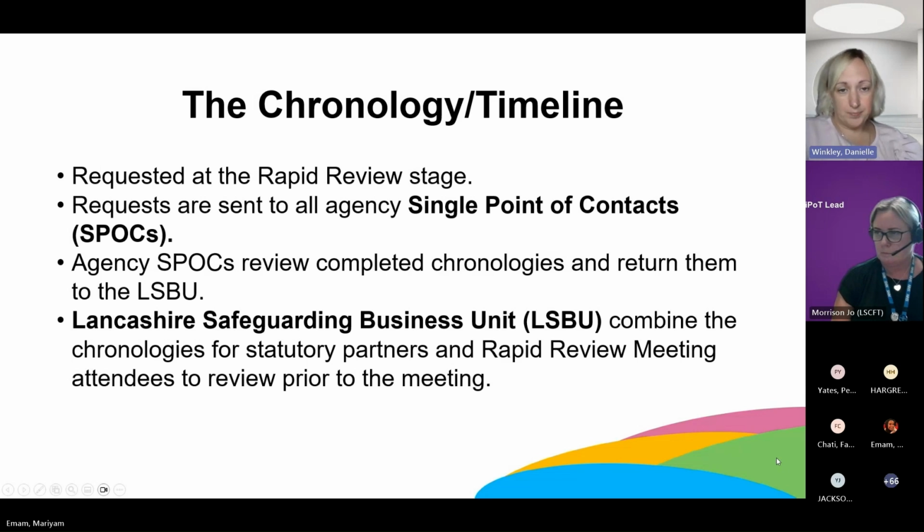So the chronology and timeline. When we've got the decision that we're going to hold a rapid review for a child, we send out the request for a timeline to all our SPOCs, our single points of contact. These chronologies are completed and returned to the business unit, and then we combine these to make a multi-agency timeline chronology. It's really important that we collate the right information, and that we have communication about names, dates of birth and national insurance numbers or any other unique identifiers of people that might have been living in that household at that time.